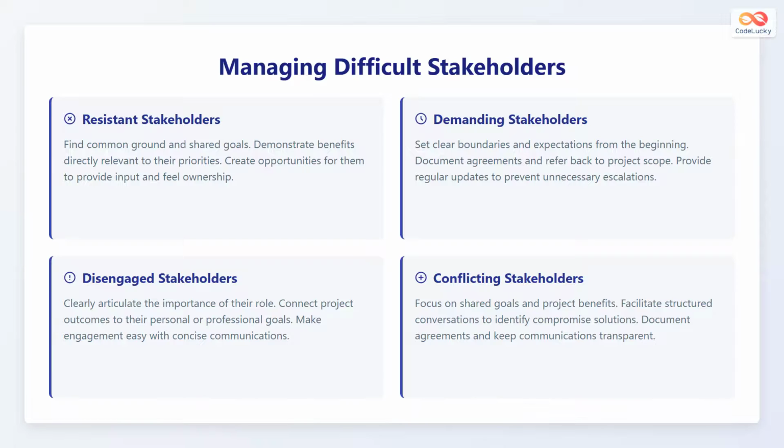For disengaged stakeholders, clearly articulate the importance of their role, connect project outcomes to their personal or professional goals, and make engagement easy with concise communications. For conflicting stakeholders, focus on shared goals and project benefits, facilitate structured conversations to identify compromise solutions, and document agreements while keeping communications transparent.